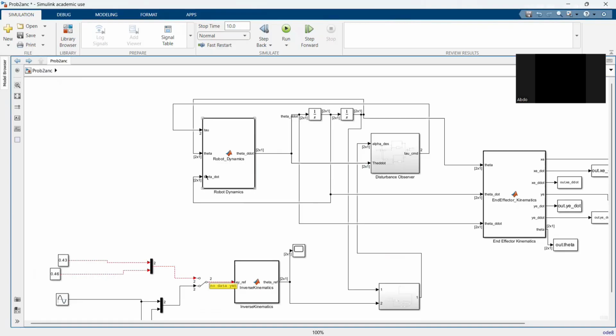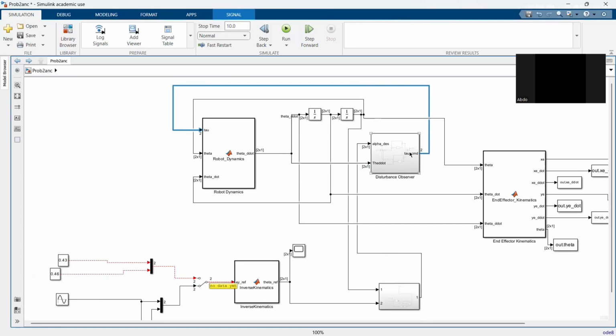We get theta dot and theta from the integrals, by integrating theta double dot and theta dot, and taking the tau command, the torque command, from the disturbance block. Basically the integral integrates theta dot to give us the velocity and position. This is how we can generate our simulation.